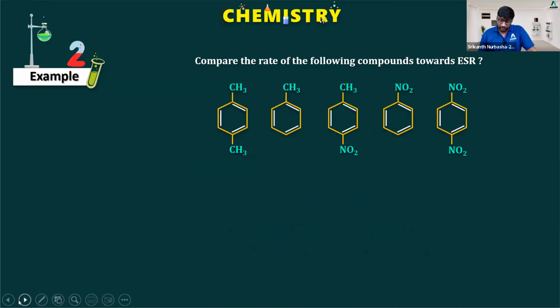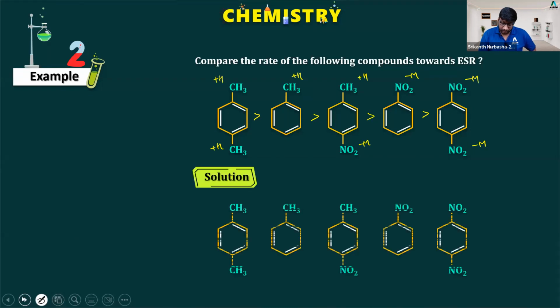Try to give the order here. You can also easily give the order here. NO2 groups are electron withdrawing, methyl groups are electron donating. Compound A, both methyls, plus H, plus H. Here you can say plus H and minus M. Here you can say minus M. Last, minus M and minus M. So both electron donating, one donating and one withdrawing, both withdrawing. So obviously the rate will be in this fashion.